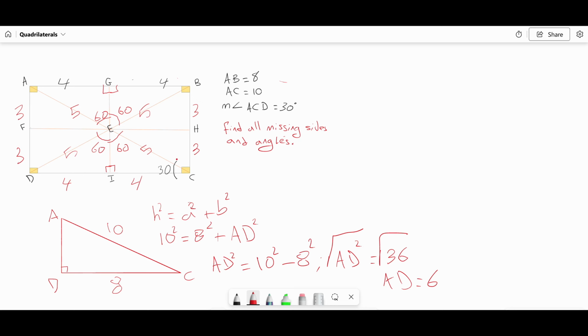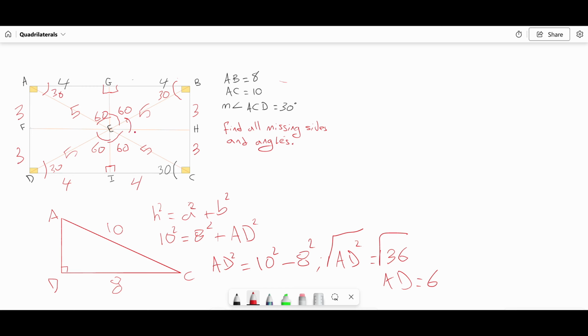Now remember, from angle patterns, this angle is equal to this angle here. So this is 30, and this is also 30. We know that this angle here is also 30. It's equal to this angle here. And what else do we have here that we need to find? Oh, these four angles here, right?